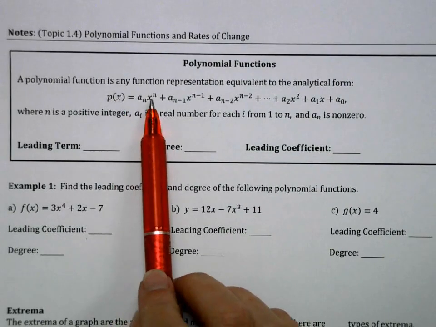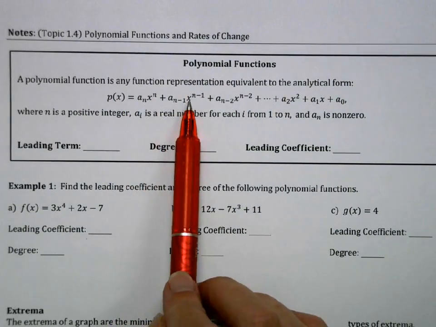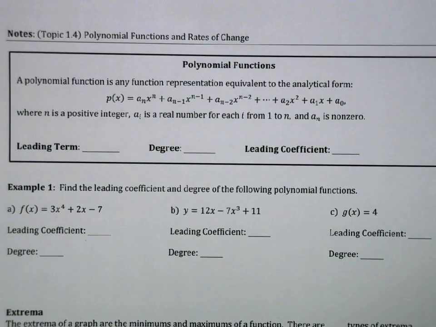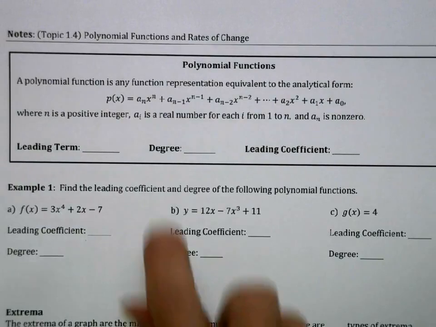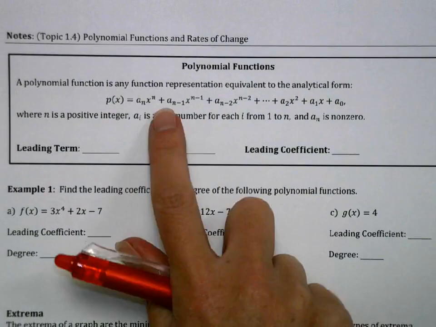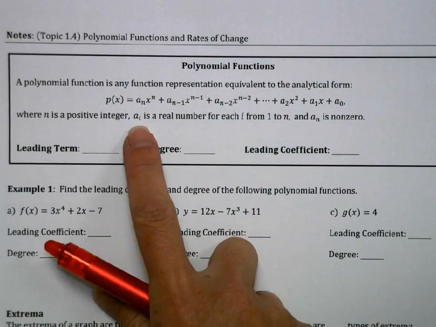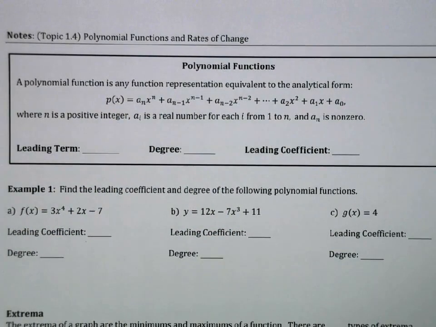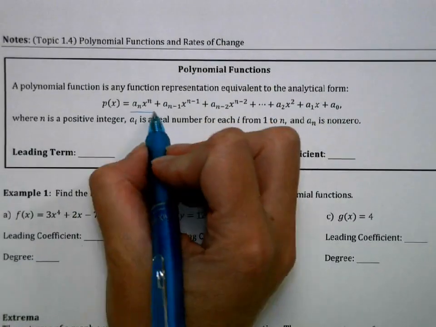So p of x equals a_n x to the n, plus a_(n-1) x to the n minus 1, and so on, where n is a positive integer. So n, the powers, cannot be fractions, they cannot be negatives, but they're positive integers. And a_i is any real number. So these a_i are just real values. The coefficients can be negative. The coefficients can be fractions. That's fine. The leading term is this first term here.